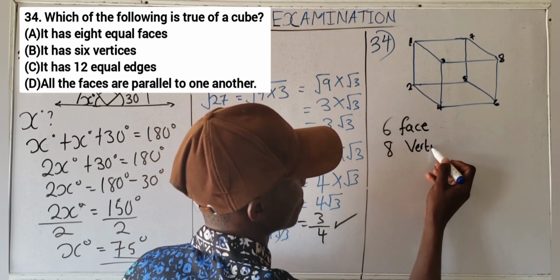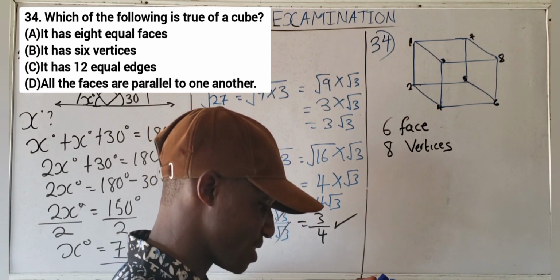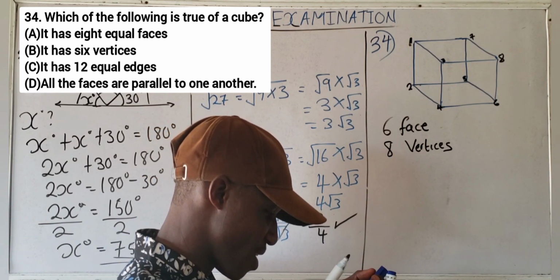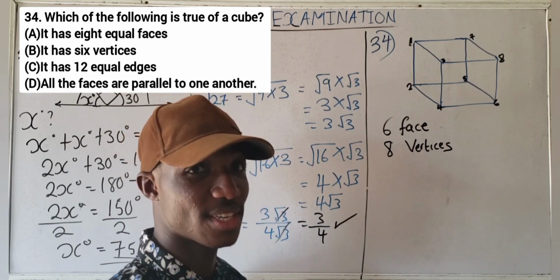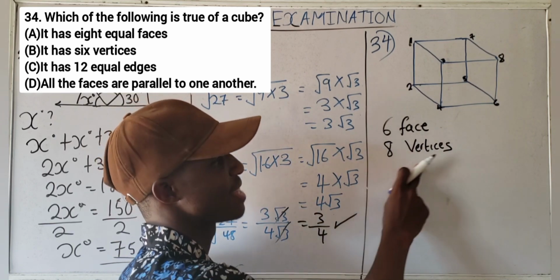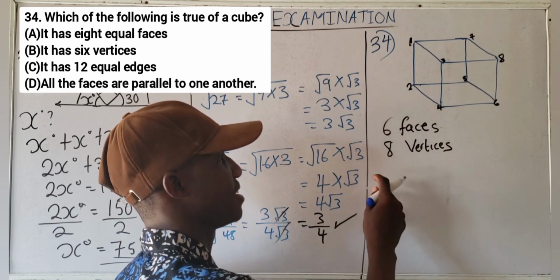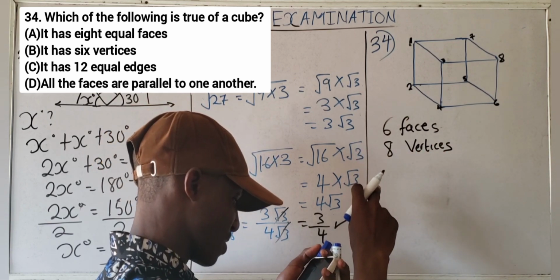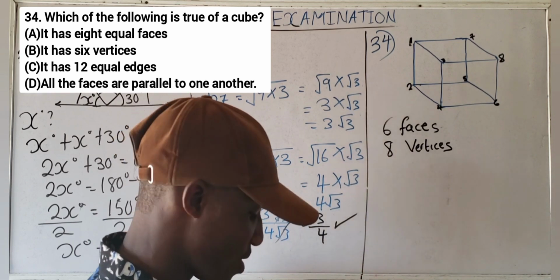Now, let's check the options that are related to vertices. The second option says a cube has 6 vertices. That is incorrect because a cube has 8 vertices. It has 6 faces, 8 vertices, and let's proceed to option C. It has 12 equal edges. Now, pay attention.